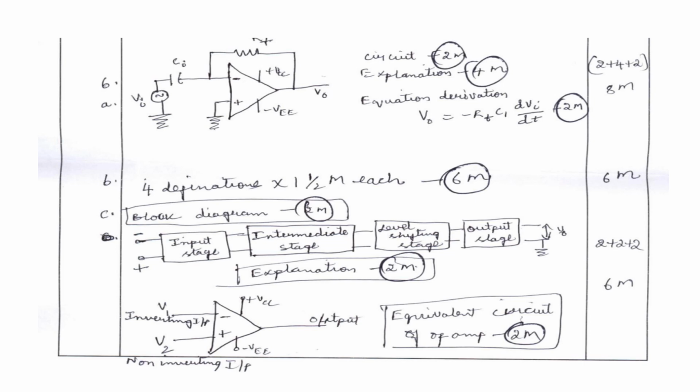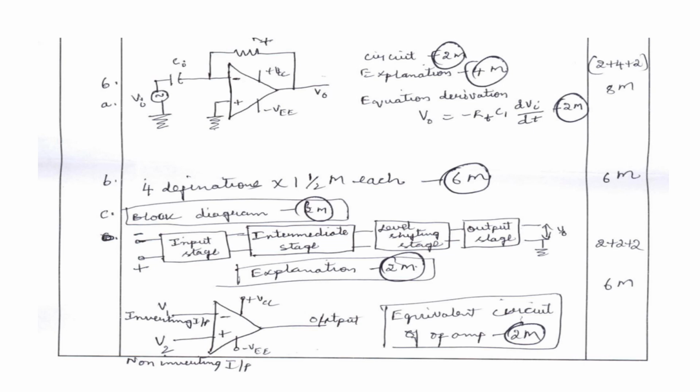B question was input offset current, input bias current, slew rate and CMRR. So for definition: what is input offset current, what is input bias current, what is slew rate, what is CMRR. Each of the definitions, when you explain, carries 1.5 marks. So totally it is of 6 marks.